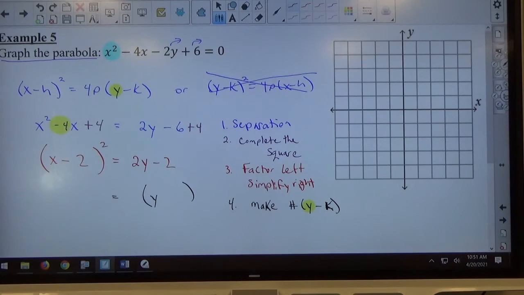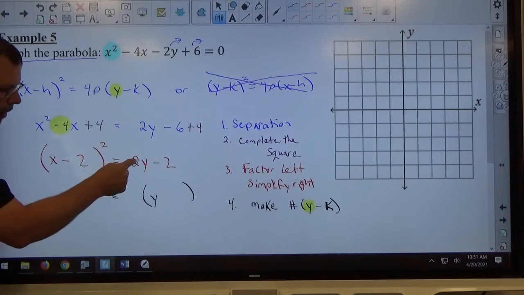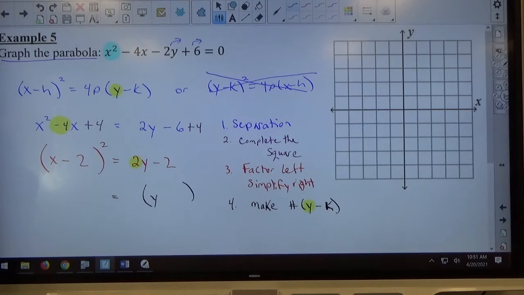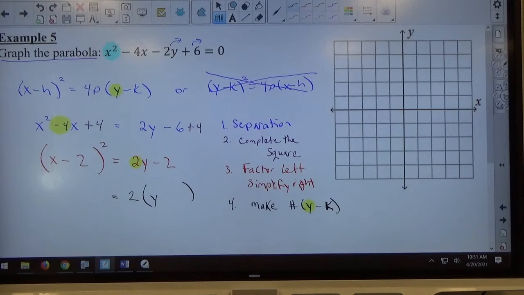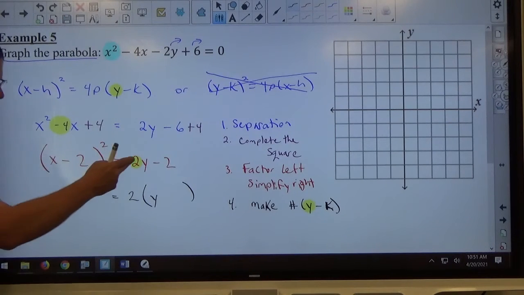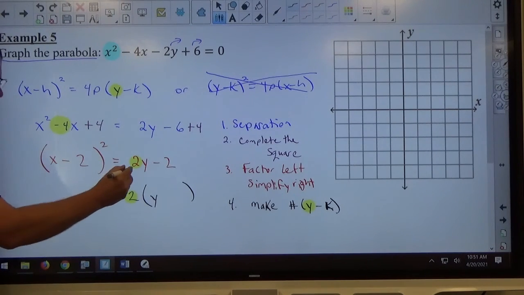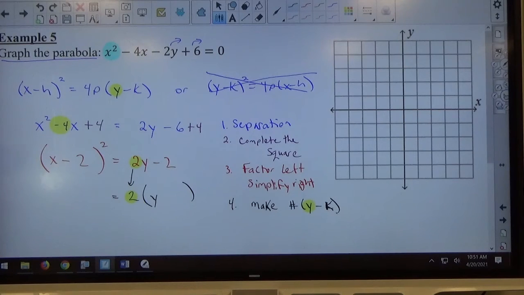So, looking at the right-hand side, I want this to look like this. That's what I want. The right-hand side has to be equivalent to 2y minus 2, but I need parentheses y. Whatever this number is in front of y, that's what comes out front. That's how I got that 2. If that was negative 2y, that would be a negative 2. It's positive 2y, so it's positive 2. It is whatever it is. So you just pull that off the y, put a parentheses in between the 2 and the y.